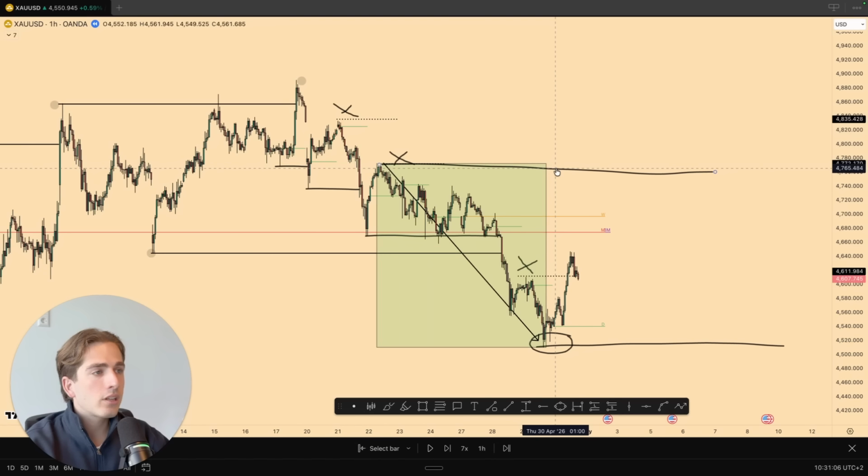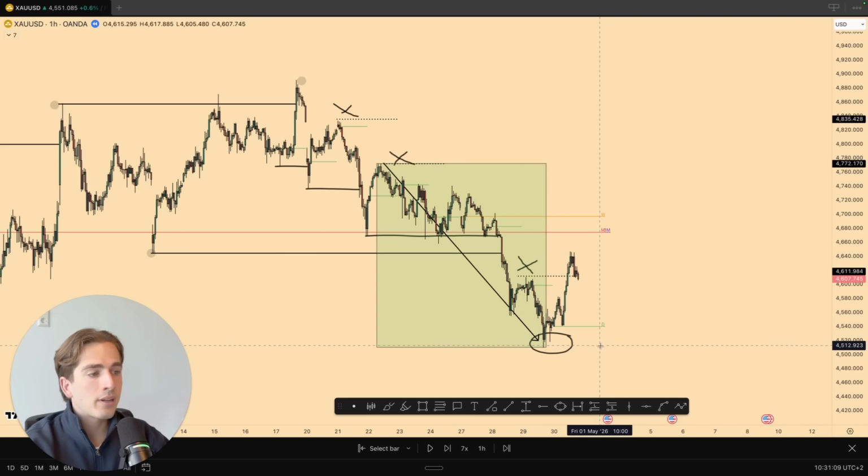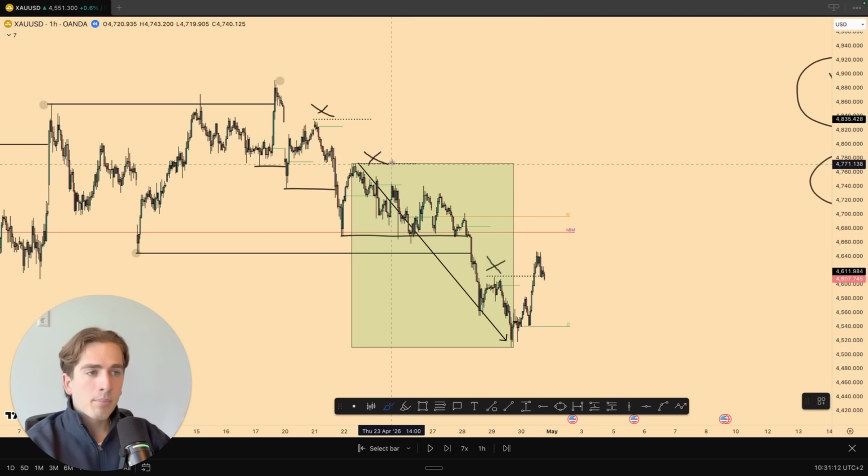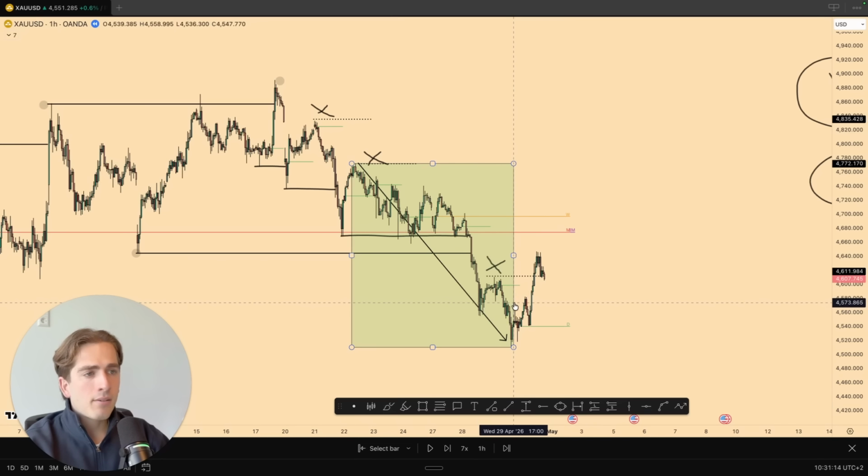Now, let me just clean up the chart slightly so that you guys don't get confused. Within that overall 1-hour impulse that you have here towards the downside, again, my mission is to identify liquidity. So where is liquidity going to be positioned? Well, above those small little pullbacks.